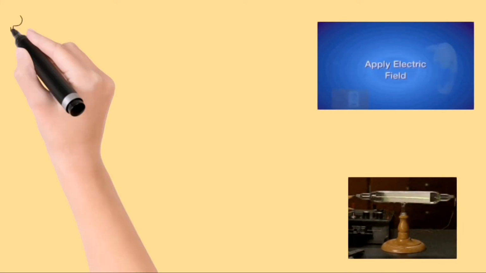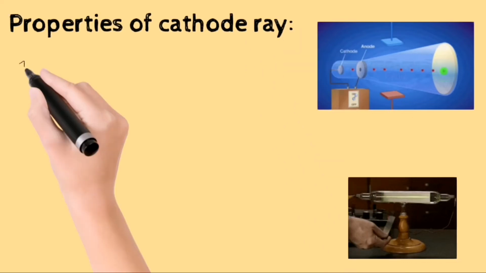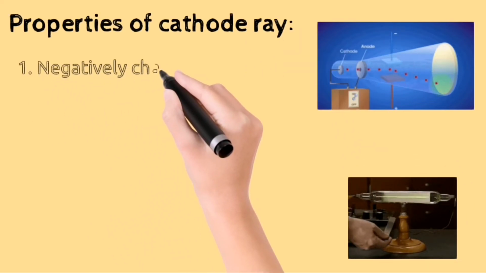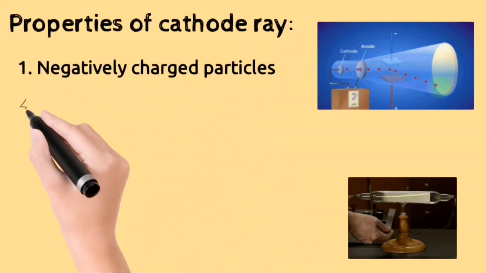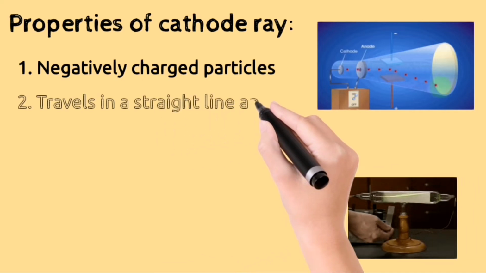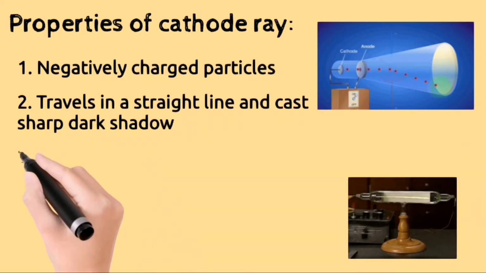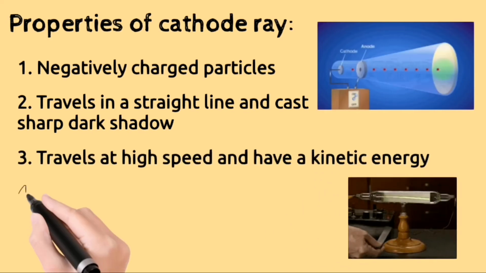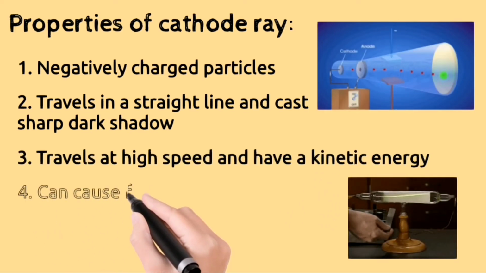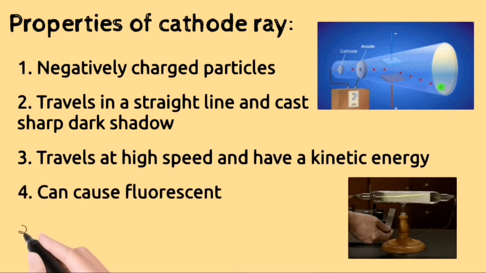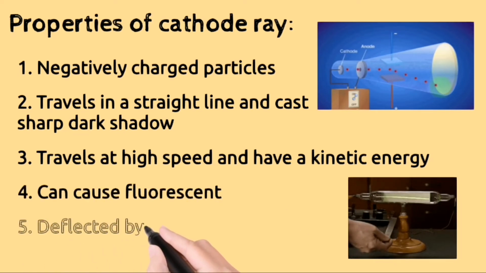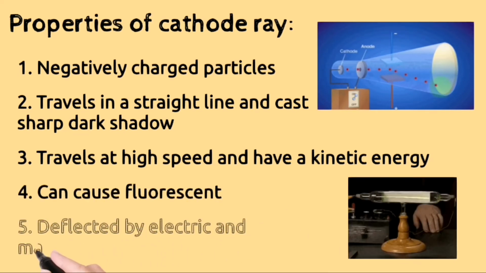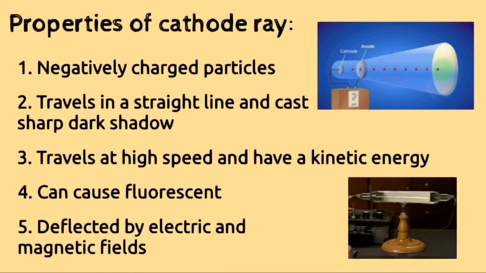Okay, now let's take a look at the properties of a cathode ray. Cathode ray is made of negatively charged particles. They travel in a straight line and cast a sharp dark shadow. They also travel at a high speed, have kinetic energy, and can cause fluorescence. And last but not least, they show deflection in both electric and magnetic fields.